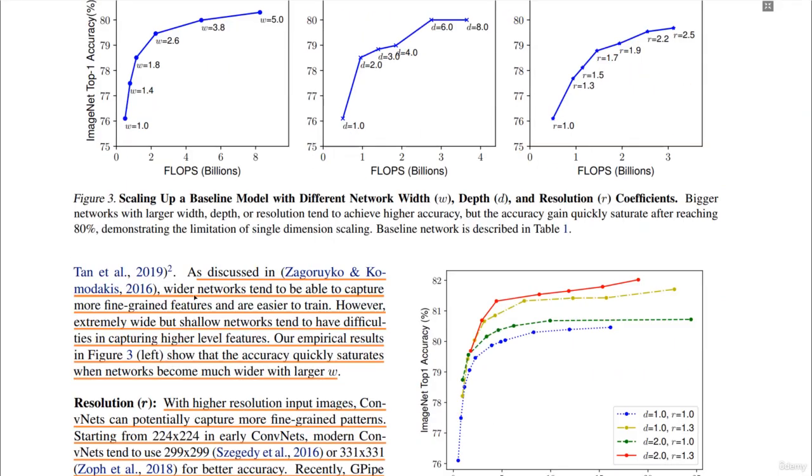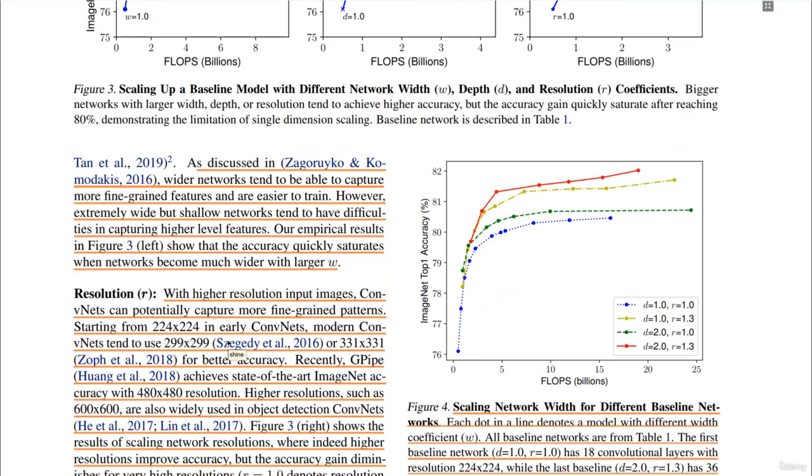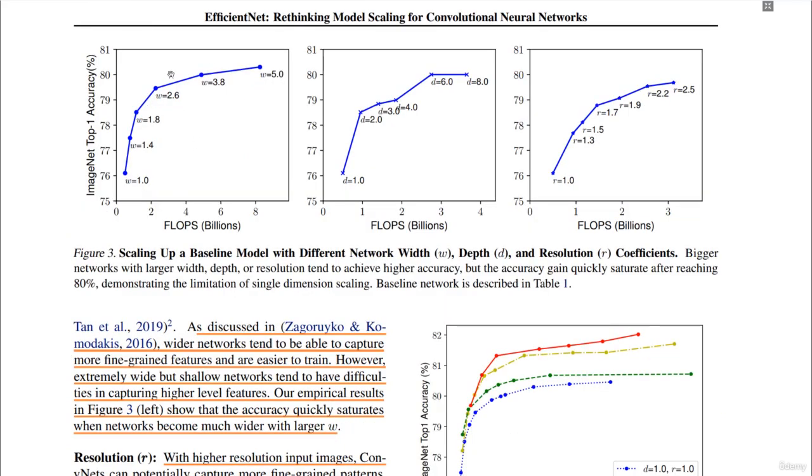Then, as discussed in this paper, wider networks tend to be able to capture more fine-grained features and are easier to train. However, extremely wide but shallow networks tend to have difficulties in capturing high-level features. The empirical results in figure 3 show that the accuracy quickly saturates when the networks become much wider than W. Here we have figure 3.